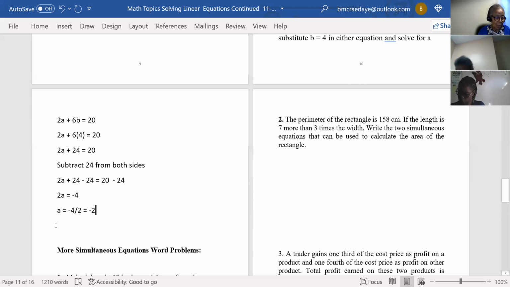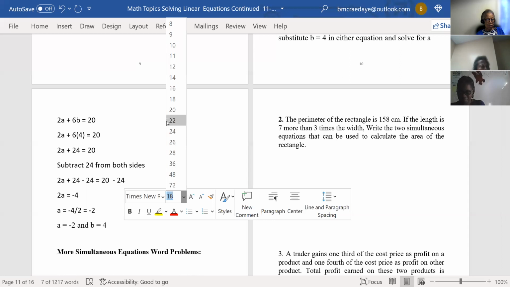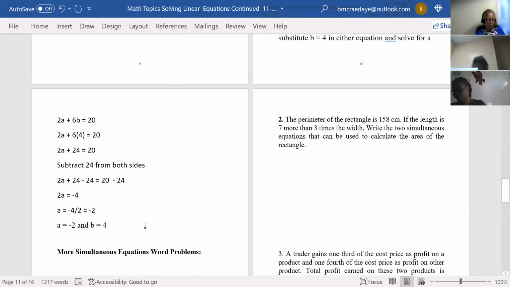So we have a equal minus 2 and b equals what? 4. Yeah. That's the solution to those simultaneous equations. Questions on that? Okay. Got it? Question, Vanessa?